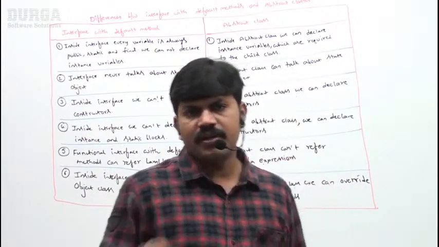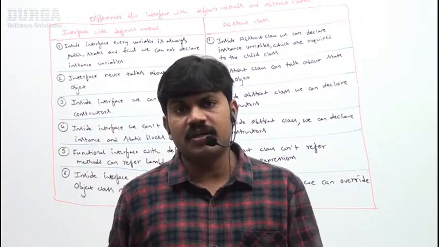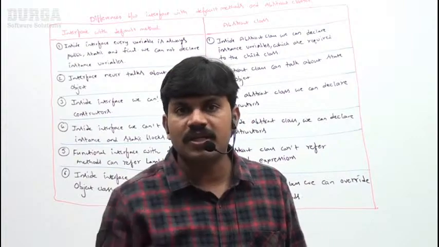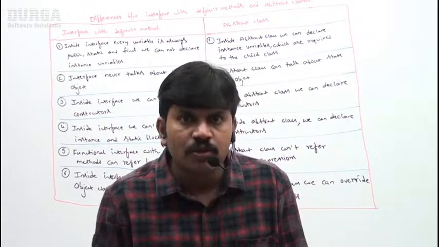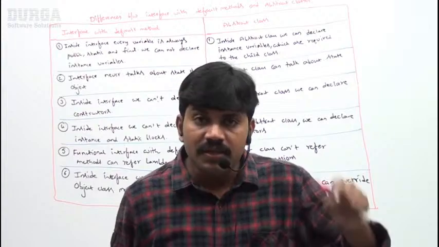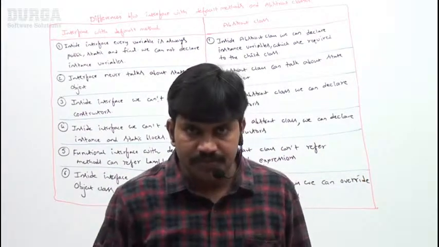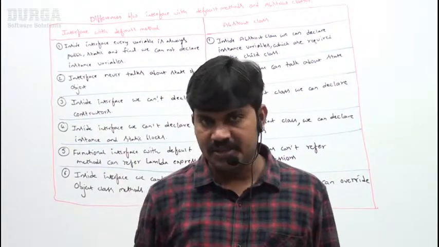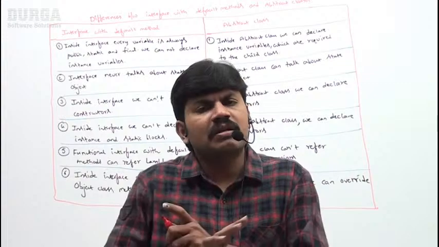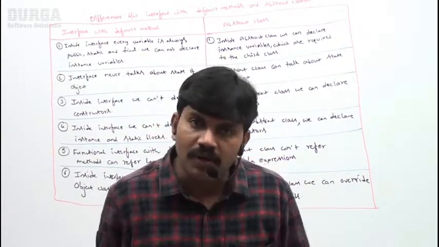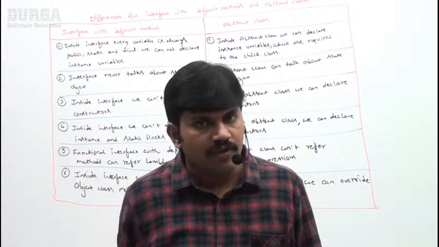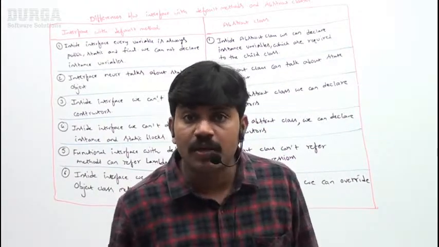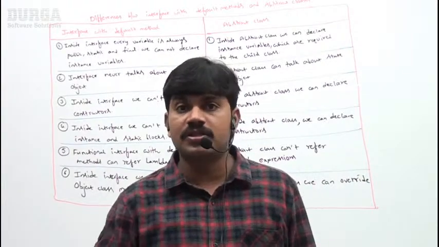Best example: inside an interface, every variable is always public static final. You can't declare an instance variable inside an interface. But inside an abstract class, can I declare an instance variable or not? Yes, which is required for the child class. Next, even if you add a default method inside an interface, is it possible to declare a constructor? No, but an abstract class can contain a constructor. Next, an interface never talks about the state of an object, but an abstract class can. Inside an interface you can't declare an instance block or static block, but inside an abstract class, happily I can declare a static block and instance block.